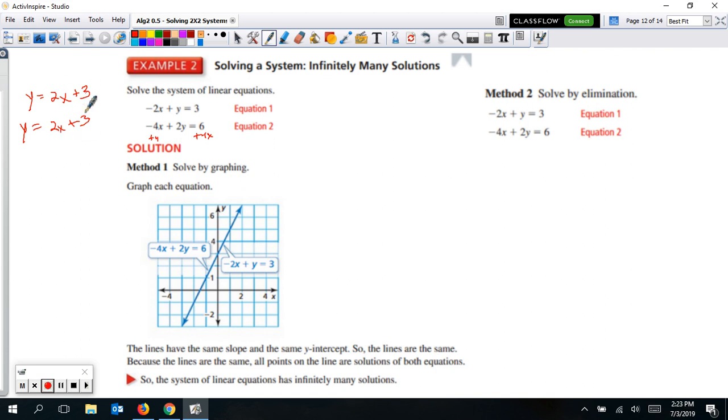If you have the same slope and the same number, it is the infinitely many. So obviously by graphing it, you can figure that out. Another way you could do it, though, is by the elimination method.